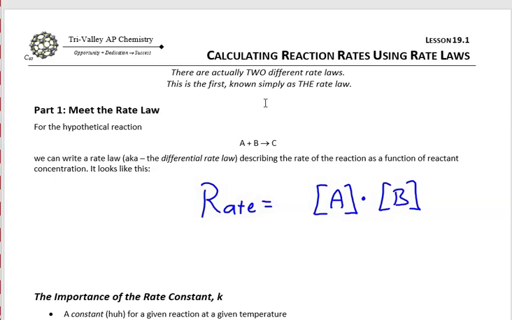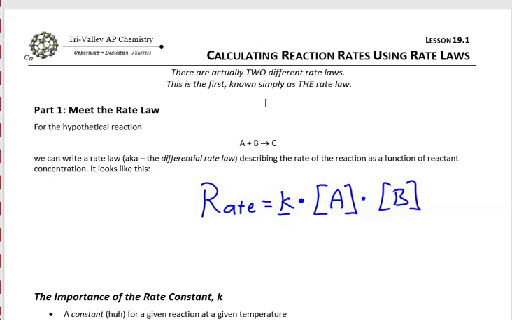There's also a rate constant, parked out front, represented by the letter K. And not every reaction goes the same rate. Some are faster, some are slower. So your fast reactions will have a larger K value, and your slower reactions will have a smaller K value. And then there's one more thing too.